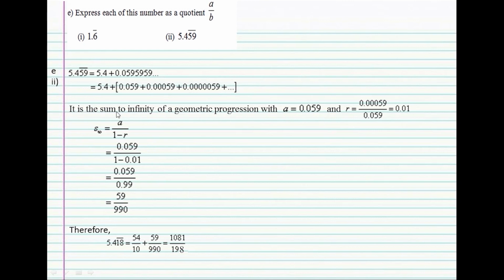Since it is the sum to infinity of a geometric progression with a from the bracket 0.059, and then the common ratio, second term divided by the first term, equals 0.01, the sum to infinity will be 59 over 990. This means that this long decimal number has been converted to a fraction, which is 59 over 990. Therefore, 5.459 is actually equal to 54 over 10 plus 59 over 990, which equals 108 over 195. It should be 5.459.